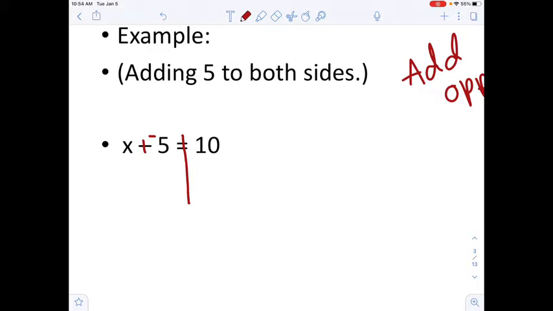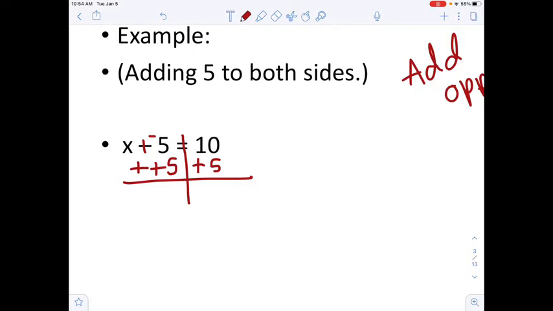And then I'm going to do the opposite here of minus 5, which is adding 5. So I'm going to add the opposite. The opposite of negative 5 is positive 5. So I'm adding 5 to both sides. If you don't want to do the double plus sign, that's fine too. It just is a way to help keep organized, always remembering to add the opposite.